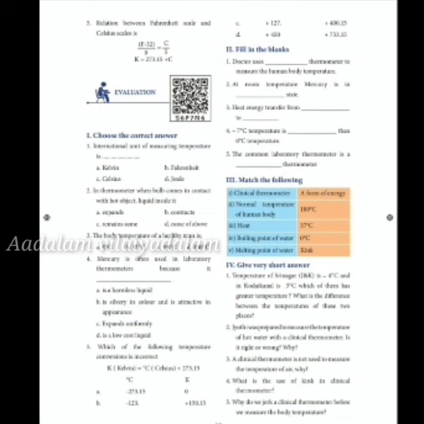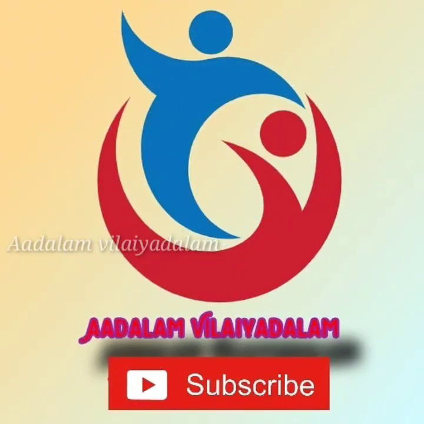Relationship between Fahrenheit scale and Celsius scale is (F minus 32) by 9 is equal to C by 5. K is equal to 273.15 plus C. Using these two formulas, you have to solve the problems given there. Okay.